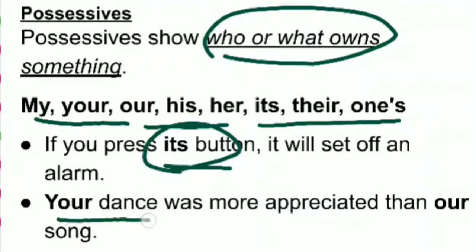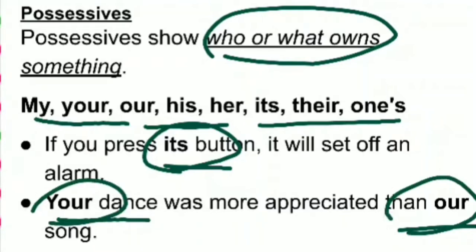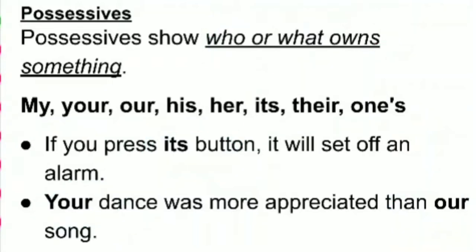Your dance was more appreciated than our song. So here the words "your" and "our" are the possessive pronouns which are being used as determiners, possessive determiners. So a possessive determiner shows who or what owns something. They are always used before a noun. Remember that possessive determiners are used before a noun. Understood? Now the next is quantifying determiners.